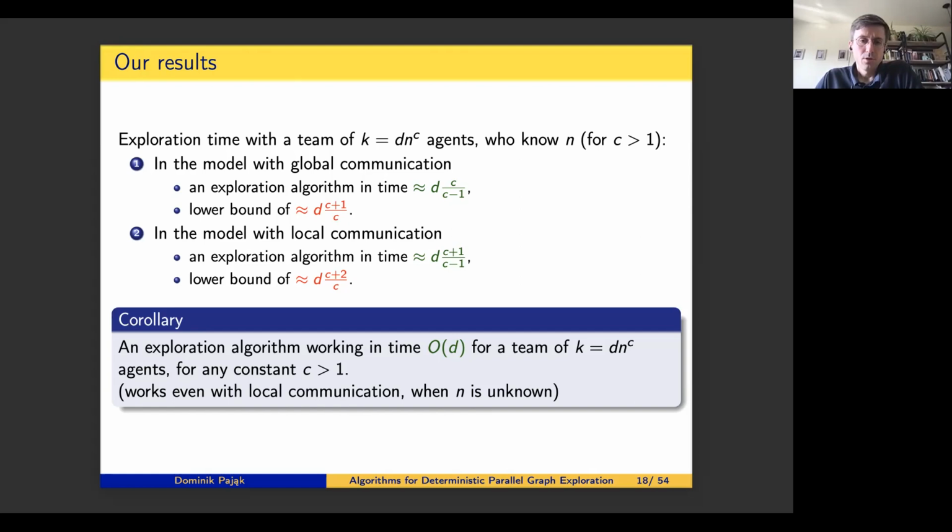And we show this in the model with global communication, where this knowledge is somehow shared. But also we show that it's possible to translate it into the model with local communication, where the agents can exchange information only when they are at the same location. Initially our solution requires that the agents know the value of n, but then we again showed how to make it work without this knowledge.